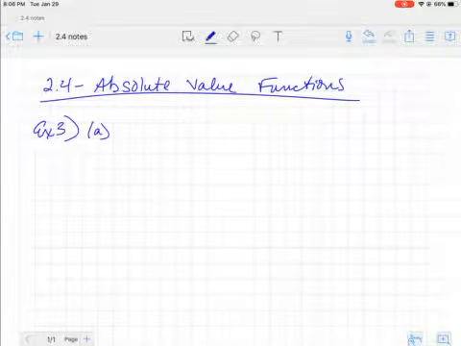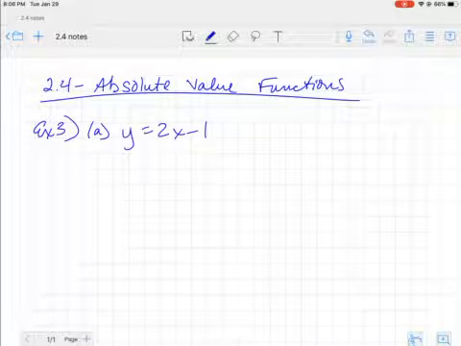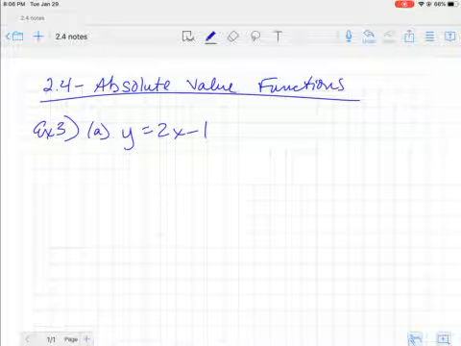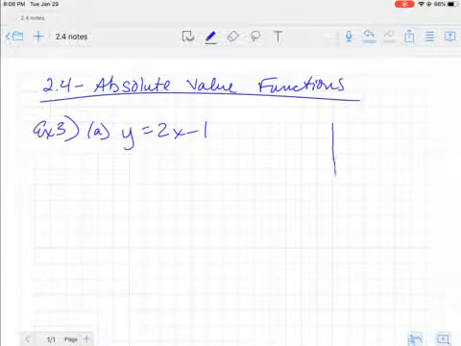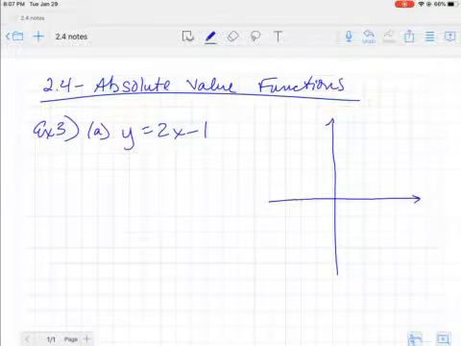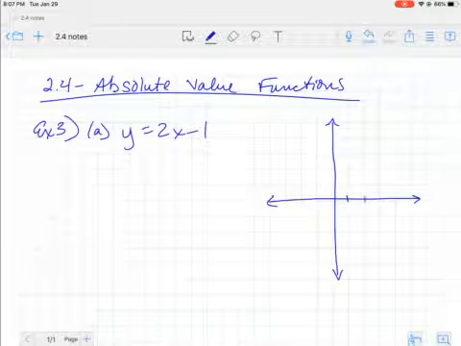So the first one we're going to graph is y is equal to 2x minus 1. So that's obviously not an absolute value function. That's just this regular linear function. So let's look at this here. I put it on this graph paper, so hopefully that'll be helpful. We're just doing it by the ones, right?